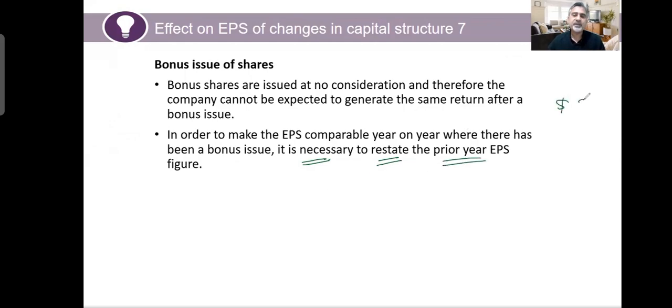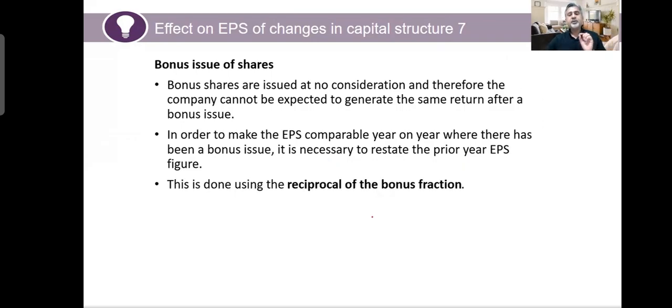Because last year I told you EPS was 5. This year I'm telling you EPS is 4. But this 5 is based on 1 million shares. This 4 is based on 1.2 million shares. So I cannot change this one, but I need to restate this number: if the number of shares had been 1.2 million in the past, how much would my EPS have been. And this is done using the reciprocal of the bonus fraction. So there is a term called bonus fraction, and then the reciprocal of the bonus fraction.